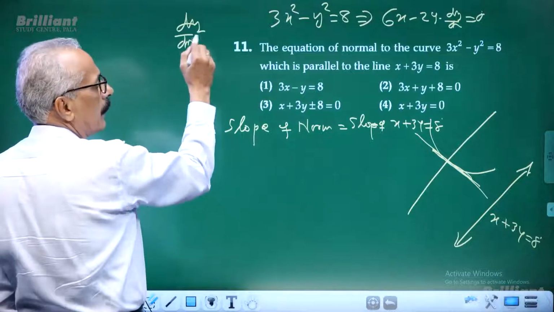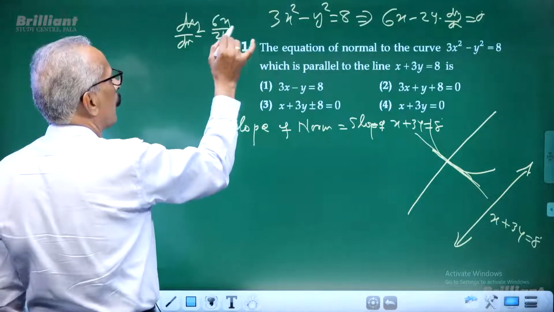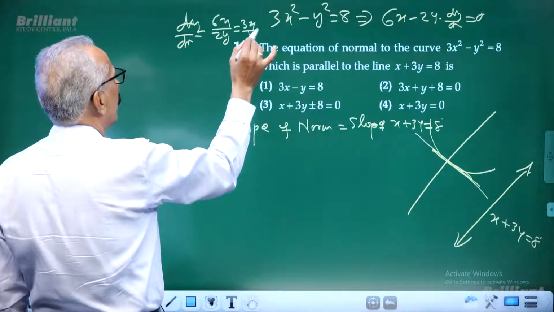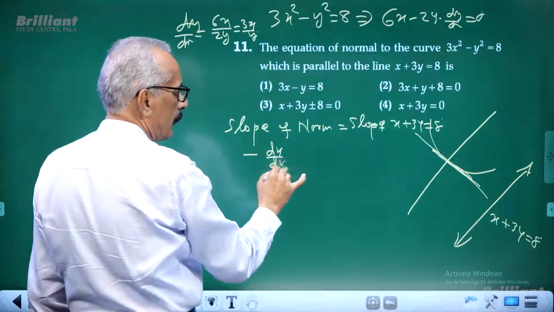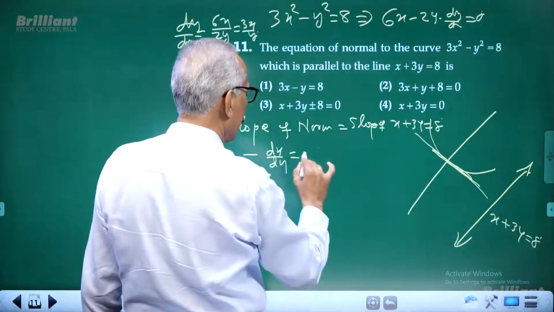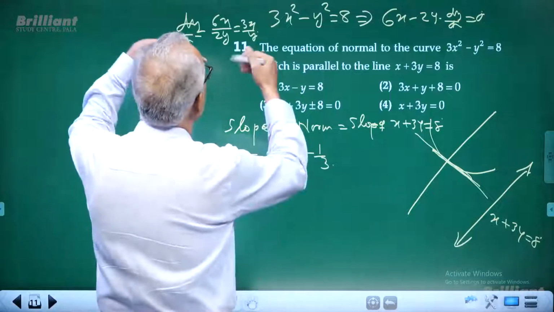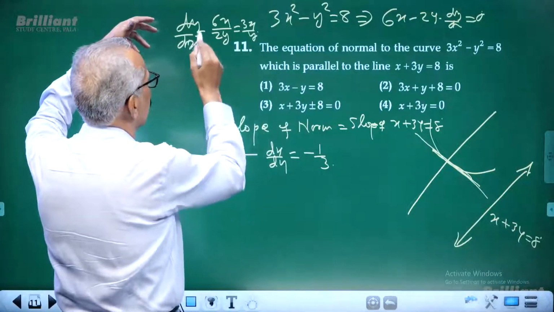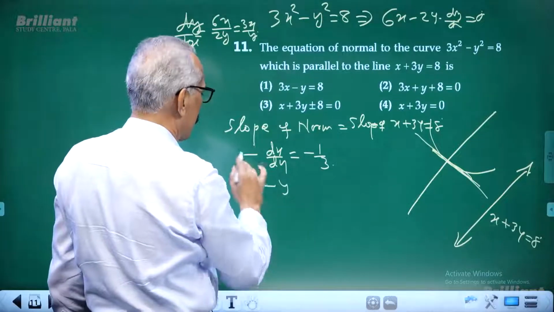Your dy by dx will be equal to that side. That is 6x divided by 2y, or 3x by y. So this is minus dx by dy equal to, what's the slope of this line? Minus 1 by 3. Minus dx by dy, you tell me this is dy by dx. So minus and minus cancel.